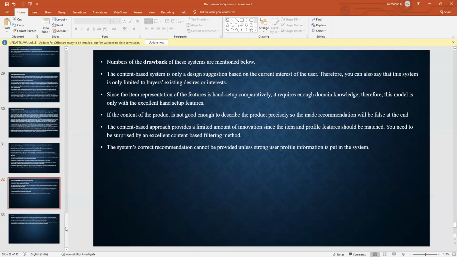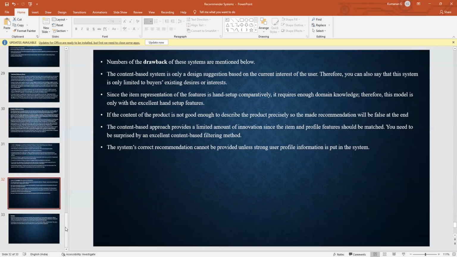Drawbacks. A content-based system only gives suggestions based on the current interest of the user. Therefore, you can also say that the system is limited to existing desires or interests. Since the item representation of the features is hand set up, it requires enough domain knowledge. Therefore, this model works only with excellent hand-set features.